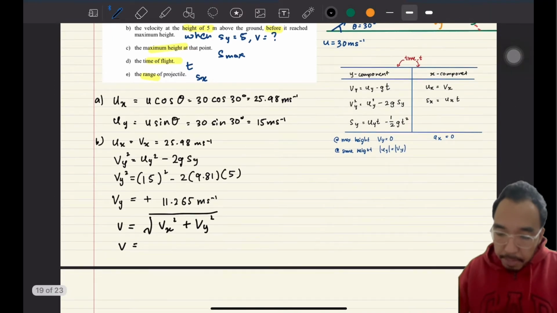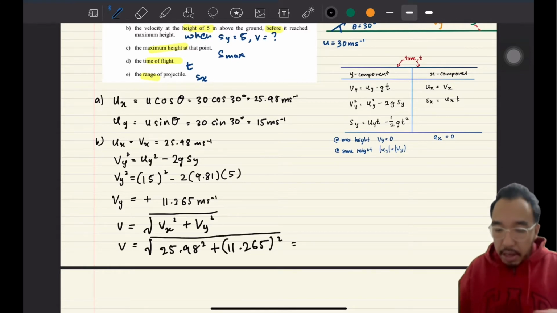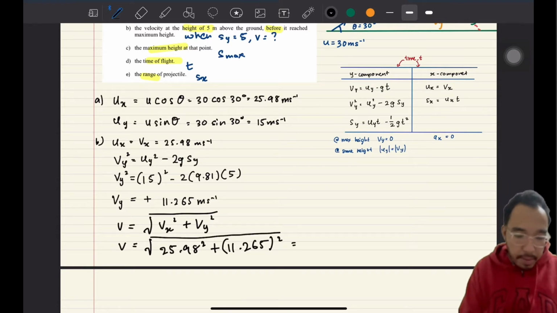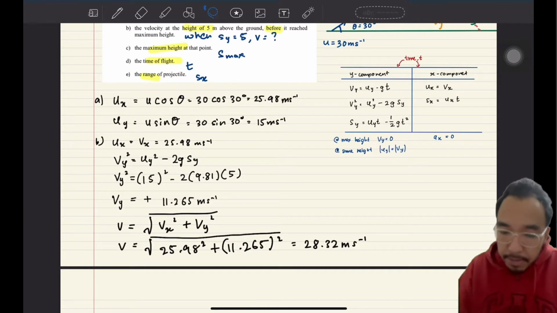I have to make a new page as well. So V equals the square root of 25.98 square plus 11.265 square. Then take the square root of those things. What I got here is 28.32. But if you answer it like this, it's not enough because this is a vector. Like I always told you, whenever you are dealing with a vector, you need to find the direction.